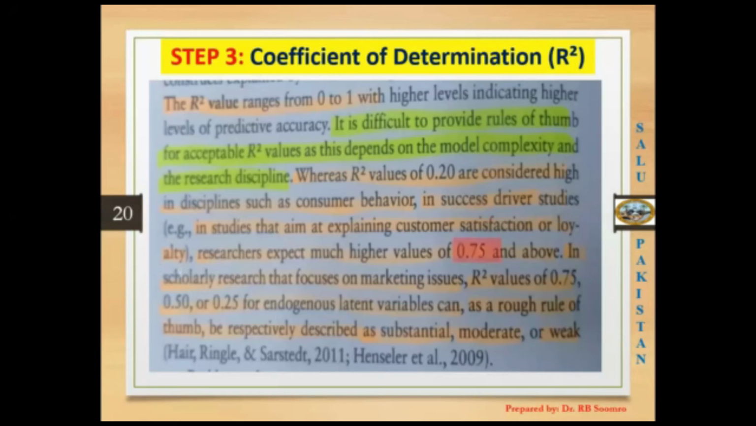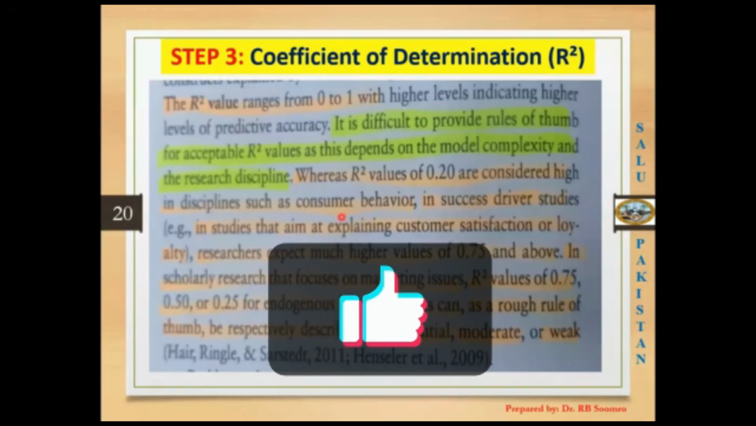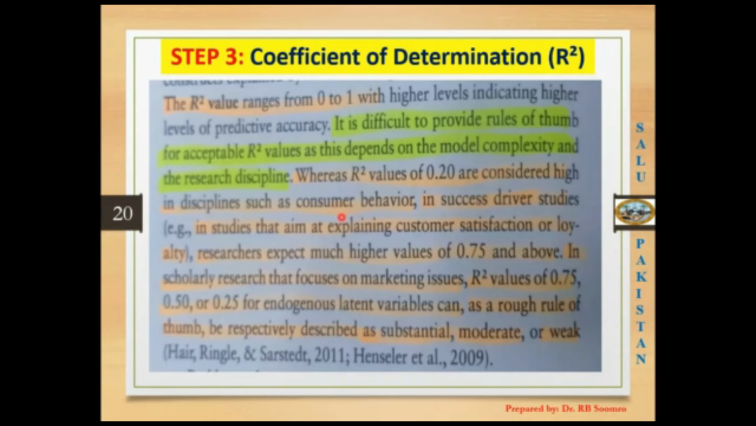But researchers expect a much higher 0.75 and above. In scholarly research focusing on marketing issues, R square of 0.75, 0.50, and 0.25 for an endogenous latent variable can be considered substantial, moderate, and weak. So somewhat, it also depends on the subject in which you are working. But mostly people focus on these three benchmarks. If you are more than 0.25, that's okay. Again, I'm telling you that we are dealing with a rule of thumb. If you have a justification, then whatever value you choose, that's okay.